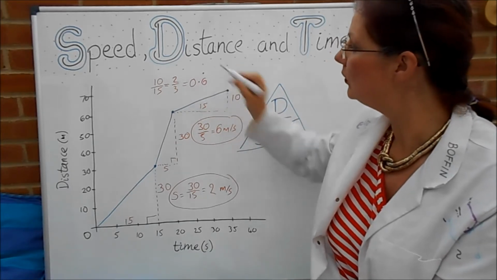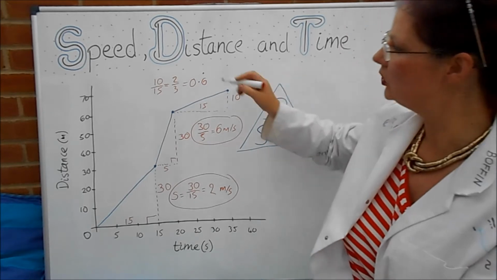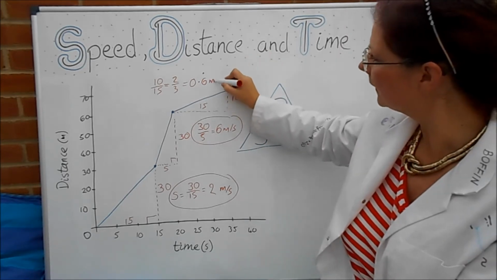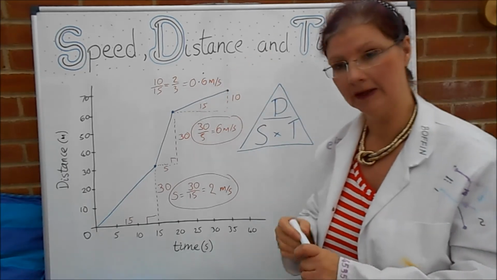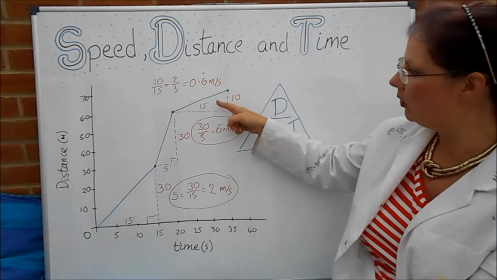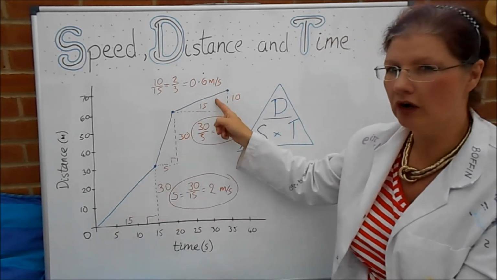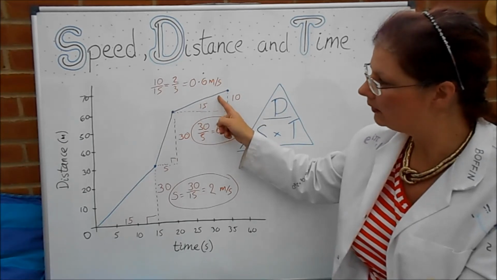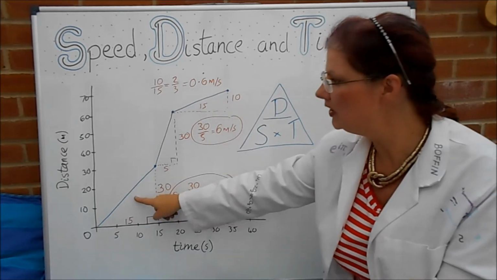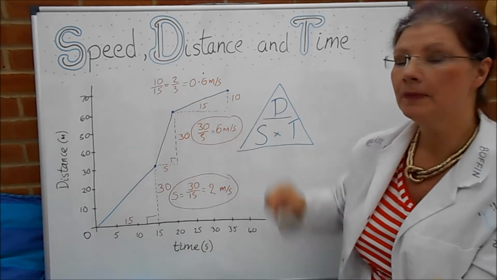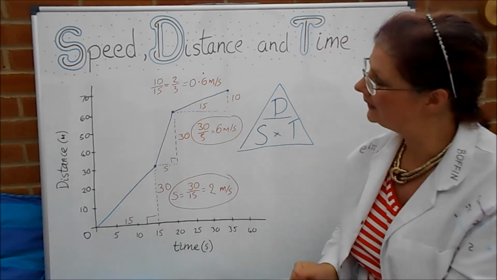0.666666666, which I'm going to write as 0.6 recurring. That little dot means keep going with the sixes. 0.6 meters per second, which is right because that's quite a lot smaller than this. If this was 2, that shouldn't be 1.5 because it's quite a lot smaller. Okay, so that's 0.6. We've got 2 meters per second, 6 meters per second, and 0.6 meters per second.